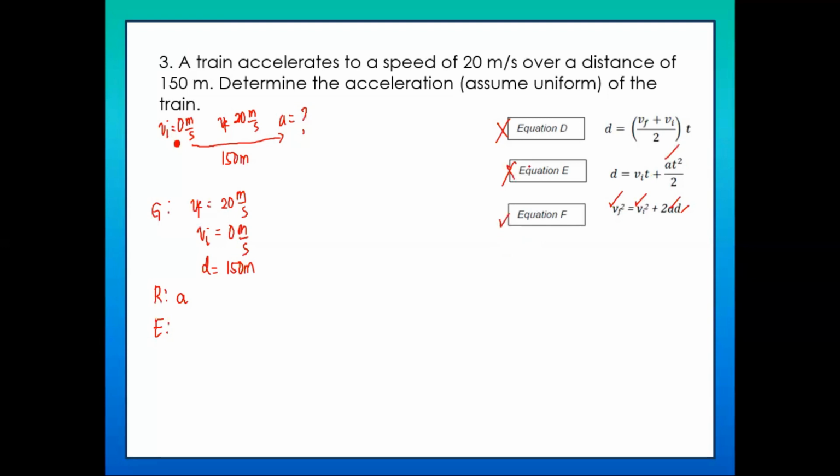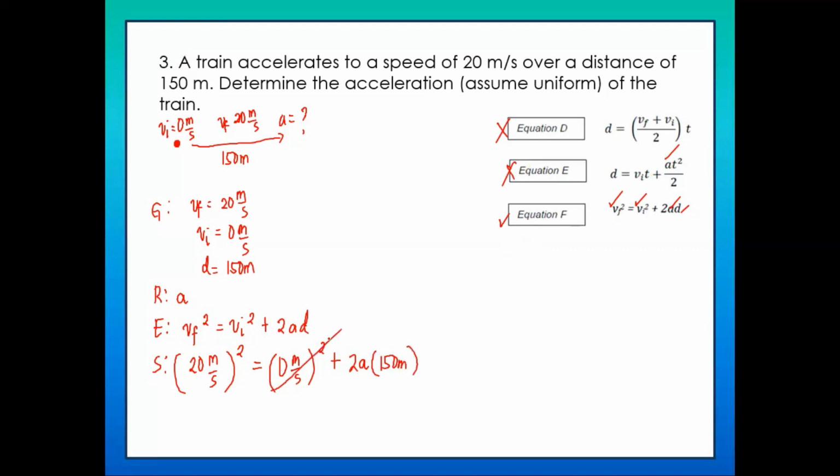So, check tayo sa equation F. So, copy natin yung equation F. V sub F squared is equal to V sub I squared plus 2AD. Substitute natin yung mga given natin for our solution. So, V sub F, 20 meter per second. I-square natin yan. Is equal to V sub I natin 0 meter per second. I-square din natin yan. Plus 2. Remain natin si A, yan yung ating unknown variable. Yung D natin is 150 meters. Since 0 to, kahit square mo yan, 0 pa rin yan, di na natin yan ilalagay pa.